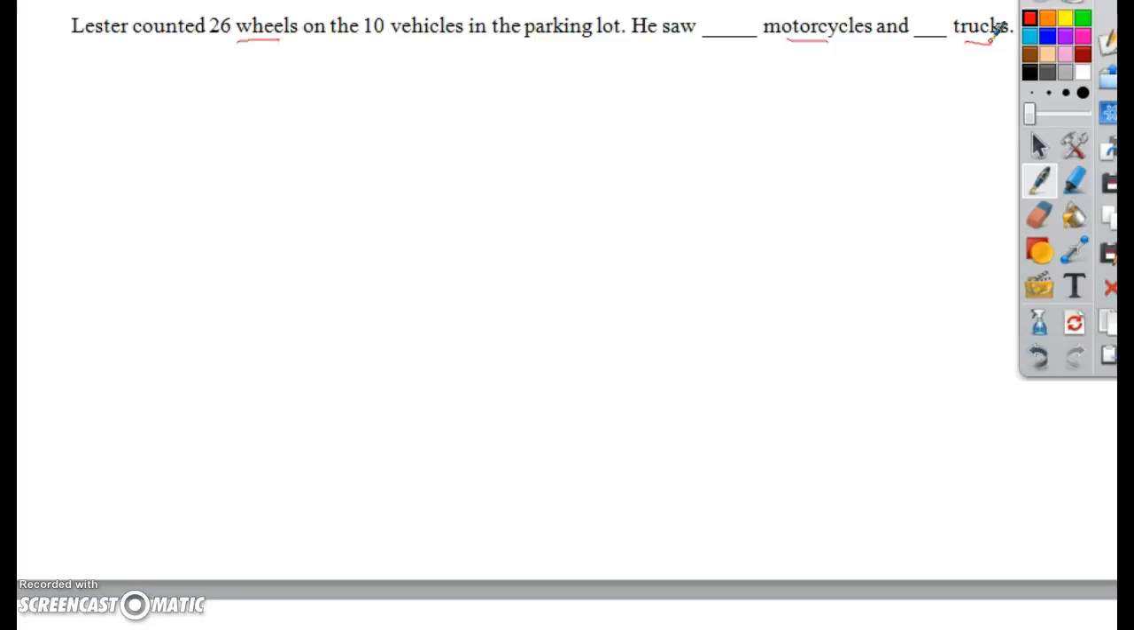So the first thing I'm going to do is draw 10 vehicles. 3, 4, 5, 6, 7, 8, 9, 10. And then I'm just putting wheels on them. What's the fewest number of wheels they can have? Well, motorcycles have 2 and trucks have 4. So I'm going to put 2 on everything and keep track. 1, 2, 3, 4, 5, 6, 7, 8, 9, 10, 11, 12, 13, 14, 15, 16, 17, 18, 19, 20.